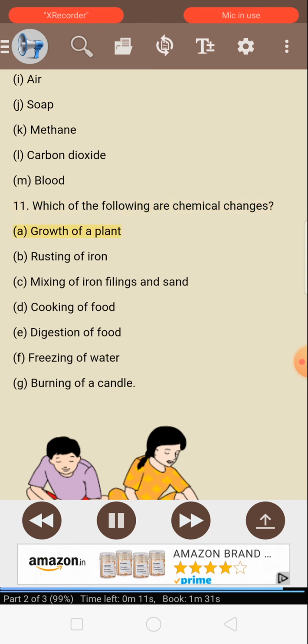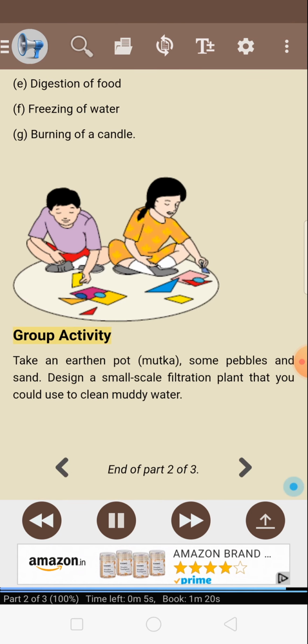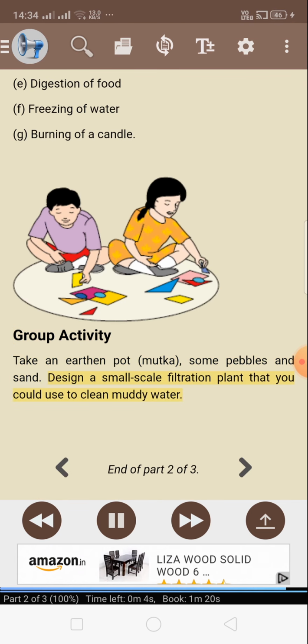11. Which of the following are chemical changes? A. Growth of a plant. B. Rusting of iron. C. Mixing of iron filings and sand. D. Cooking of food. E. Digestion of food. F. Freezing of water. G. Burning of a candle. Group activity. Take an earthen pot, mud, some pebbles and sand. Design a small-scale filtration plant that you could use to clean muddy water.